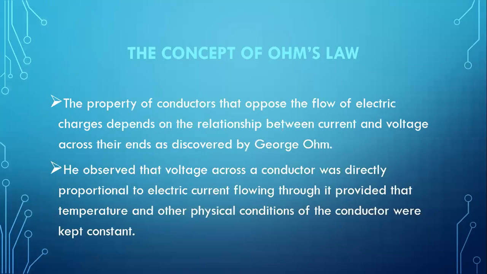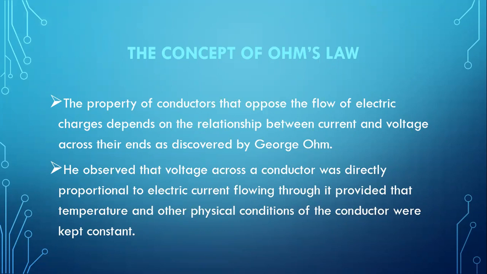Now, for Ohm's law, we have to know that the property of conductors that oppose the flow of electric charges, that is resistance, depends mainly on the relationship between the current and the voltage across their ends, as it was discovered by George Ohm. He observed that the voltage across a conductor was in direct proportion to the electric current that flows through it, provided that the temperature and the other physical conditions of the conductor were kept constant.